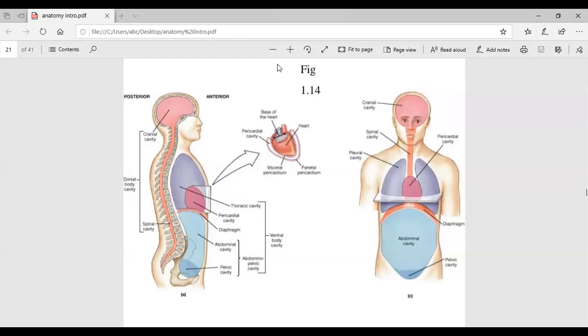Then just below the cranial cavity, can you see the pink long structure? It is the spinal cavity. Why is it called the spinal cavity? Because it is a closed space in which the spinal cord is settled. That's why it's called the spinal cavity. Similarly, for the lungs, we have the thoracic cavity. For the heart, we have the pericardial cavity.